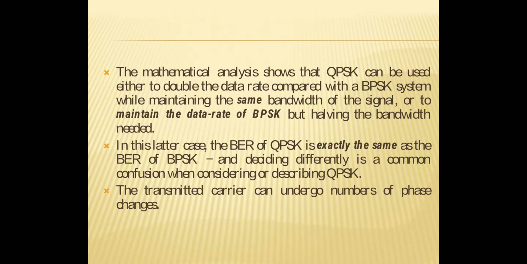In mathematical analysis it is shown that QPSK can be used either to double the data rate compared with a BPSK system while maintaining the same bandwidth of the signal, or to maintain the data rate of BPSK but halving the bandwidth needed. So it will be reducing the bandwidth to half. In this latter case, the BER, bit error rate, of QPSK is exactly the same as BPSK, and deciding differently is a common confusion when considering QPSK.